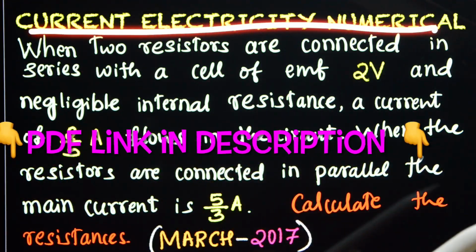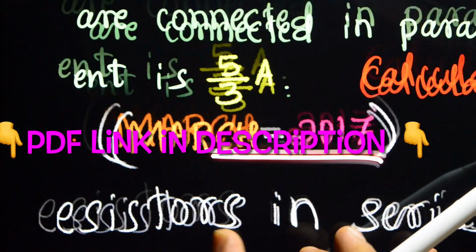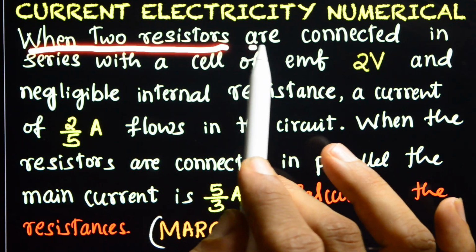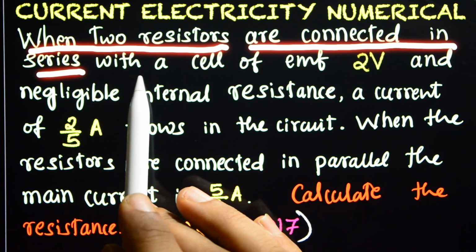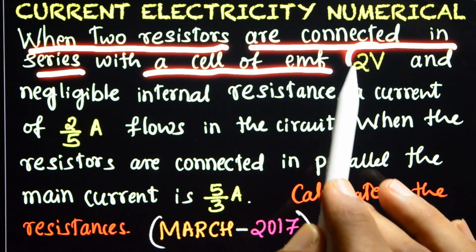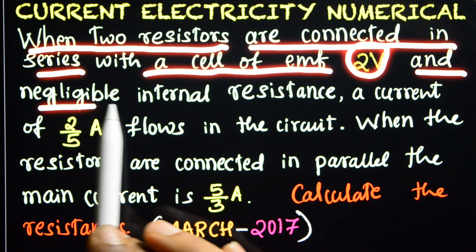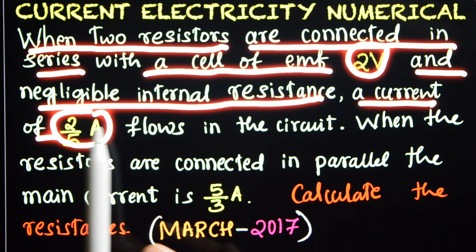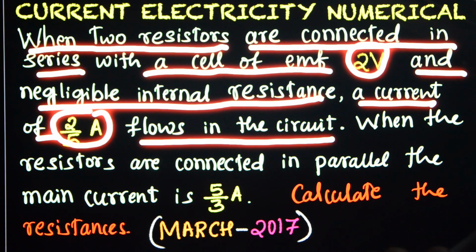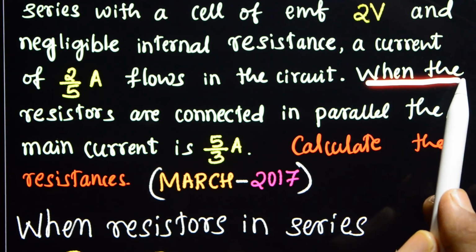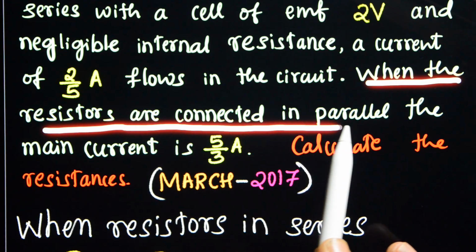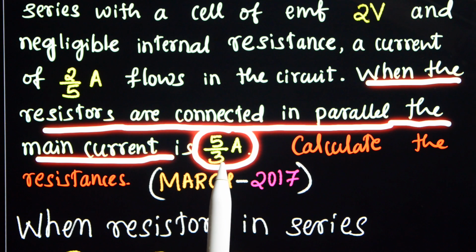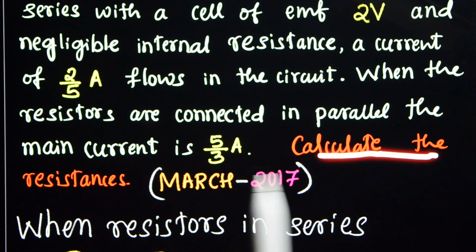Current electricity numerical, March 2017. When two resistors are connected in series with a cell of EMF 2 volt and a negligible internal resistance, a current of 2 by 5 ampere flows in the circuit. When the resistors are connected in parallel, the main current is 5 by 3 ampere. Calculate the resistances.